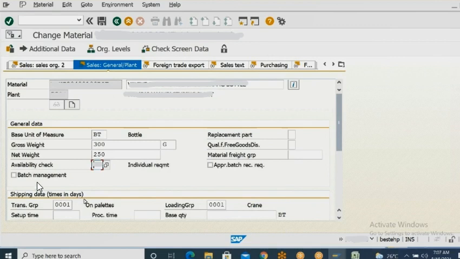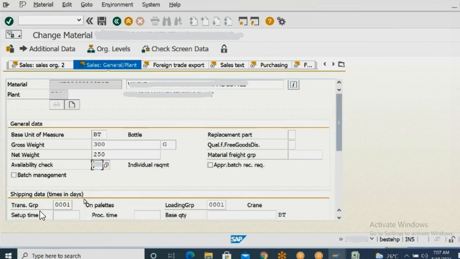Next we have batch management. If the material is relevant for batch, then we check batch management, and batch is the unique number the system generates for a single lot of manufacturing. The purpose of batch number is it will help to track defective goods, it will help to track expired goods, it will help to track the person responsible.